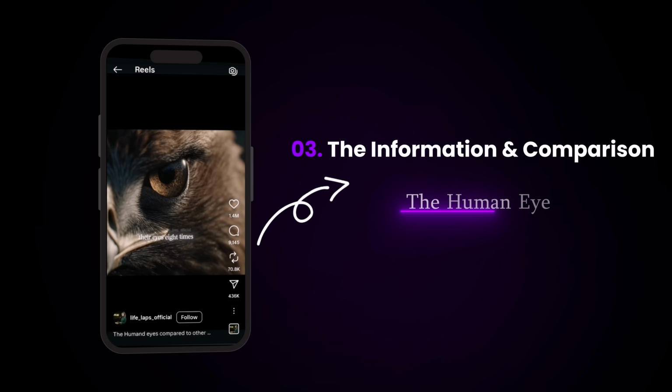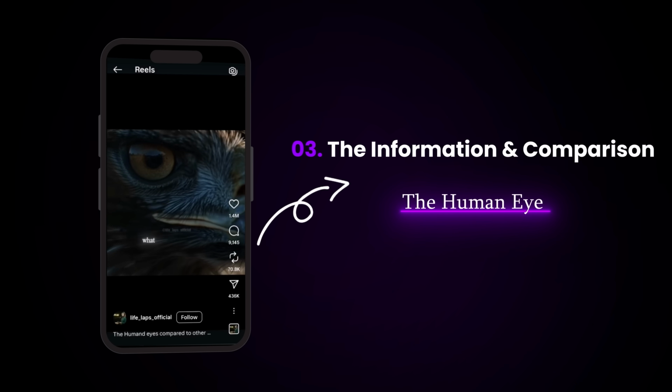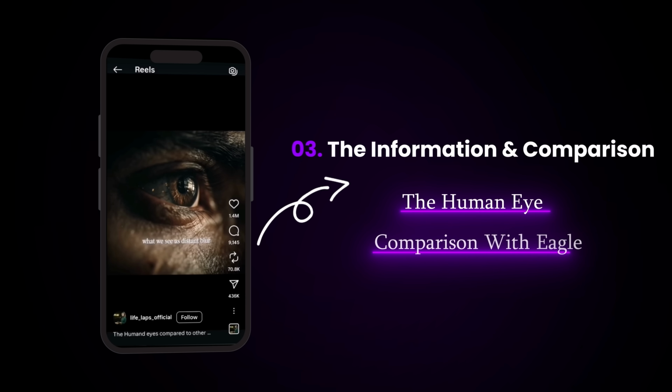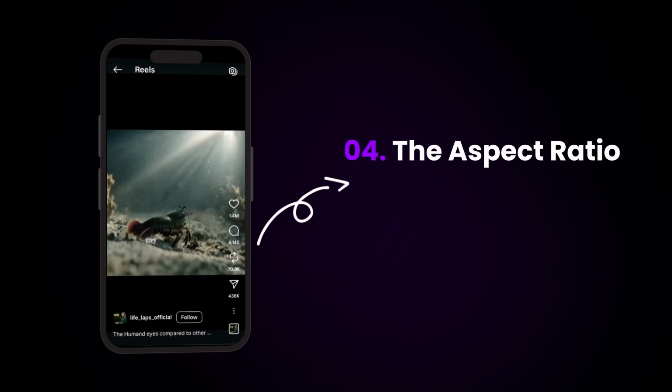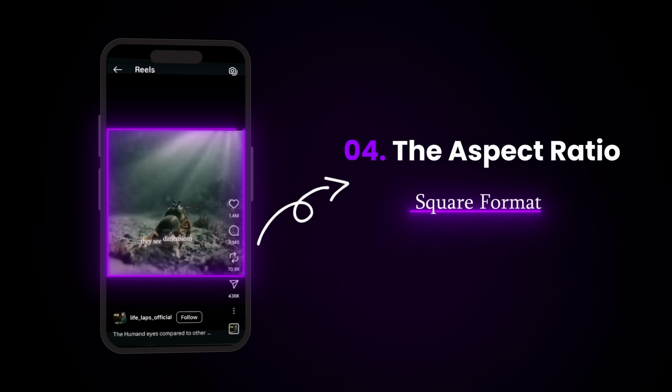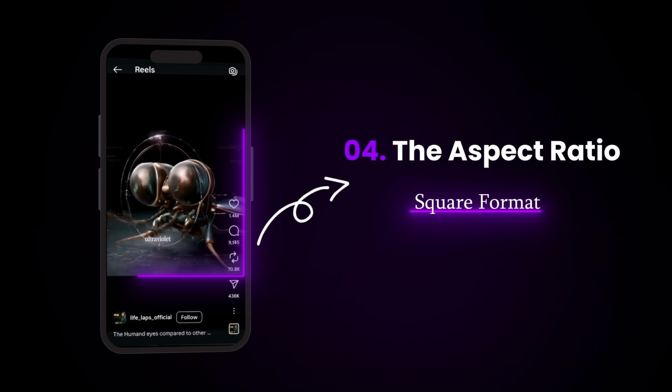Next is the information and the comparisons. So in this video, it starts off with the human eye, but then later on, it starts to compare it with an eagle, potentially using controversial elements. Next up is the aspect ratio. So they use this kind of classic square format for every video, and it has clearly worked for them at some point, so they keep doing it.